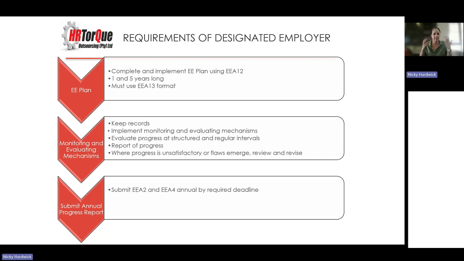You need to have recruitment, I don't want to say schedules, but something that you work with from a recruitment perspective, that when people are looking at it, they go, this is what we need to look at. Even promotion and training and all of those things, it needs to be an active living thing that you work with in your business. Okay, monitoring and evaluating mechanisms.